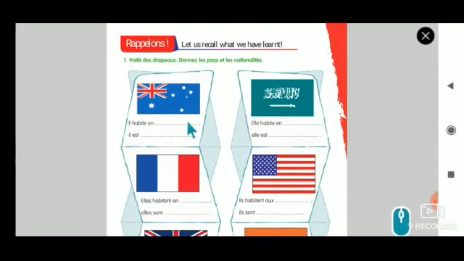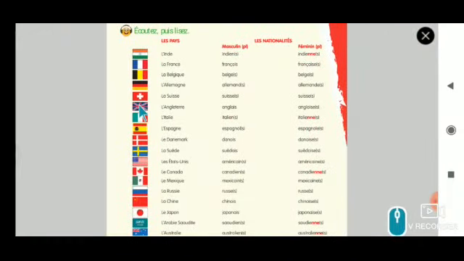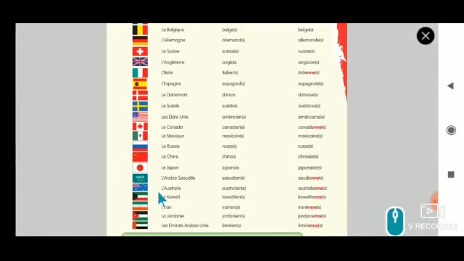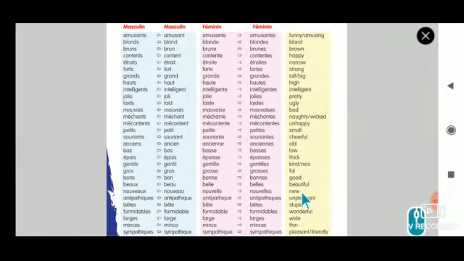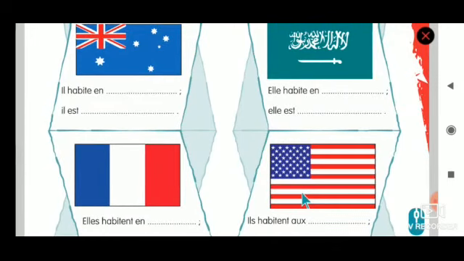Il habite en dash. So first we have to find out what country this is, and then we have to solve it. Okay, so any guess what country this is? Those who don't know, please go and see from the page which is given here. So what country is this? This is Australia. So the answer will be Australia, Australian. But whether it is il or elle, we have to verify first. Okay, they are asking il. Il habite en.